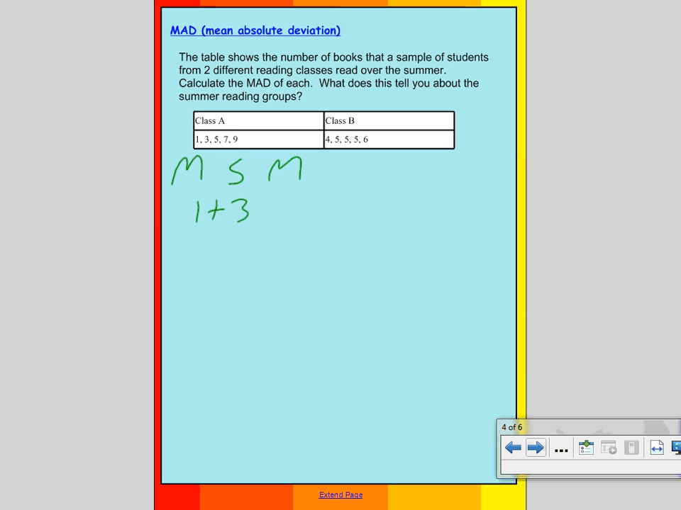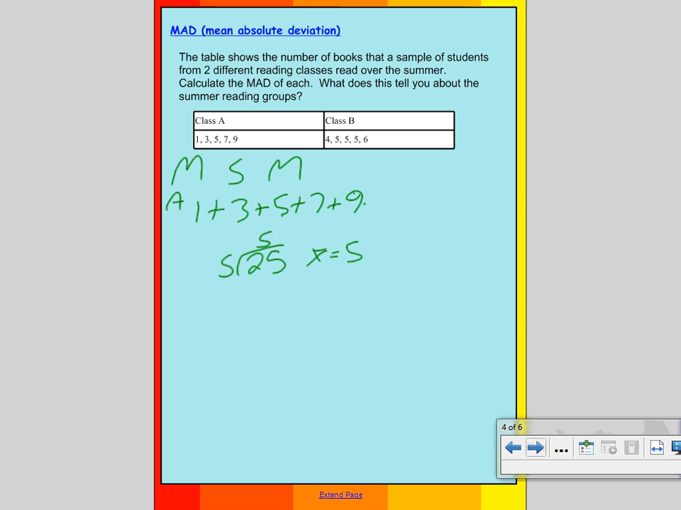1 plus 3 plus 5 plus 7 plus 9. This is group A. So 3 plus 1 is 4 plus 5 is 9 plus 7 is 16 plus 9 is 25. 25 divided by 5. My mean is 5.